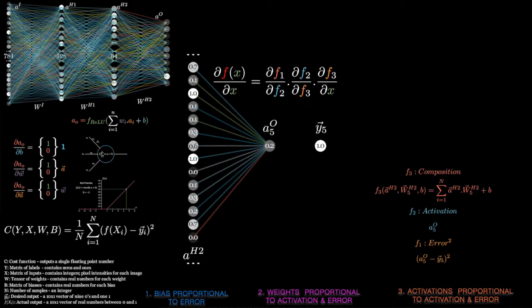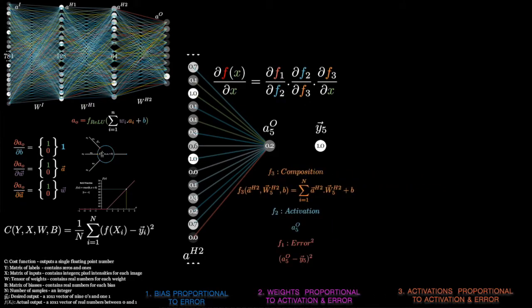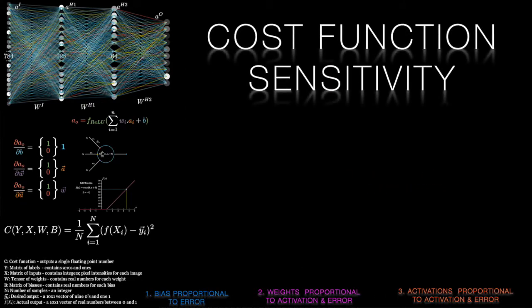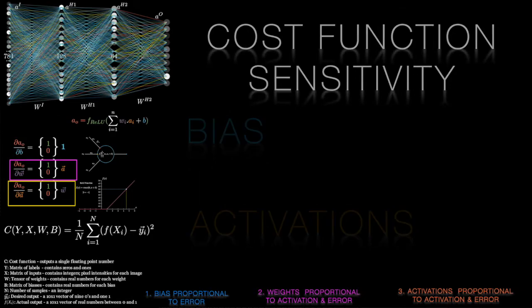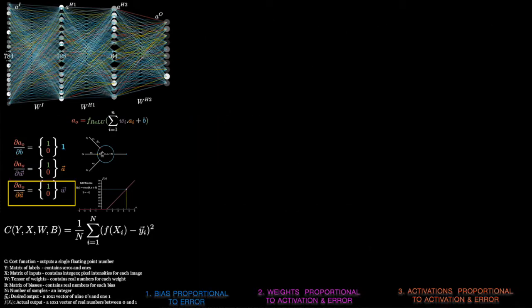So, to get the sensitivity of the cost function to the parameters, we'll need three derivatives, one for each of the bias, the weights, and the activations. We can go through the same logic as we went through with the activation sensitivities. As with the prior exercise, the notation can look daunting, but the results are simple. The good news here is it's the simple results that you need to remember, not the notation and derivation. So, let's start with the sensitivity of the cost function with respect to the bias in the fifth neuron.